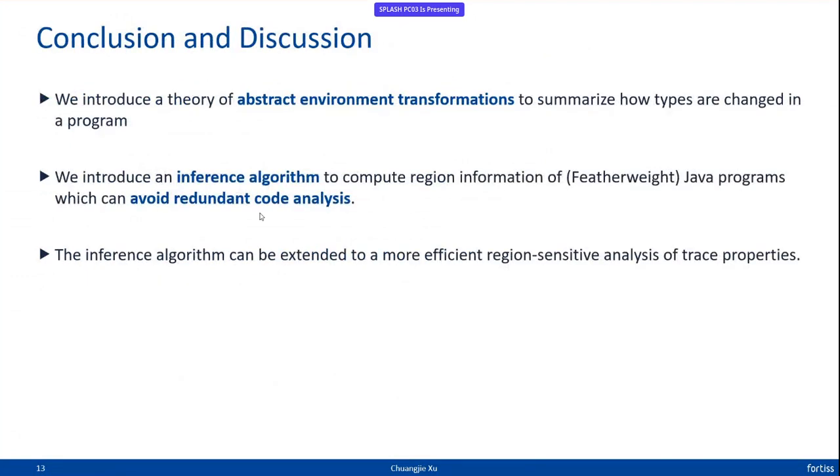Okay, I think I can conclude now. So in this work, we introduce a theory of abstract transformations, and we use them to summarize how types are changed in a program. And then in the analysis, we will use this abstract transformation rather than using the code. In this way, if you need to compute or analyze the type of a method from different inputs, different objects, then you don't need to reanalyze the code. You simply use this abstract transformation. And this can help to avoid redundant code analysis.